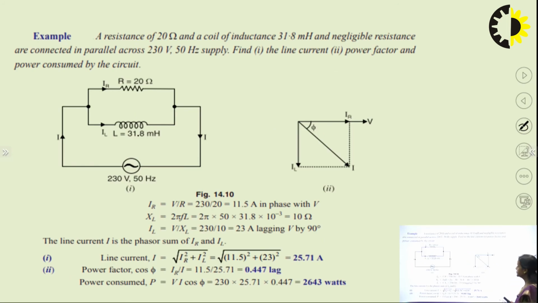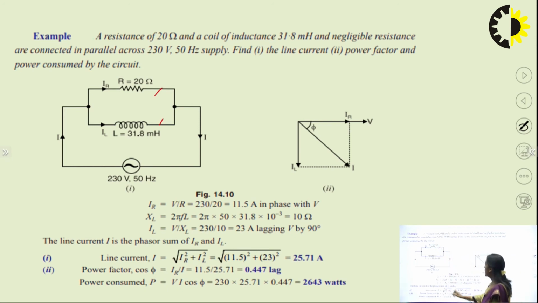Then here we have taken one question: a resistance of 20 ohm and a coil of inductance 31.8 millihenry and negligible resistance are connected in parallel across a 230 volt 50 hertz supply. Find the line current, power factor and the power consumed by the circuit. So in this question, they are connected in parallel. Here you can see the circuit is drawn like this.